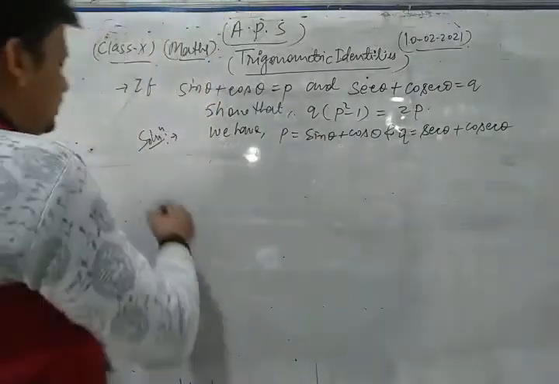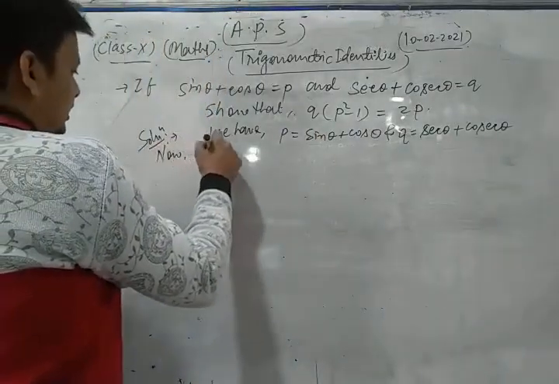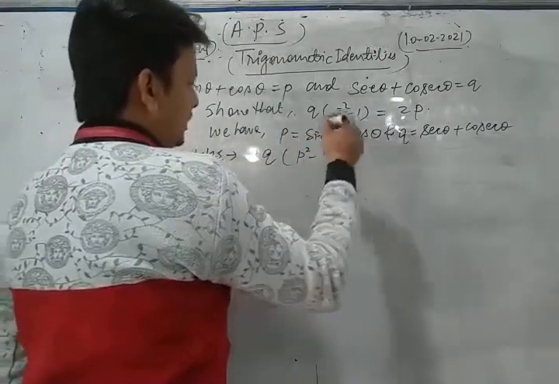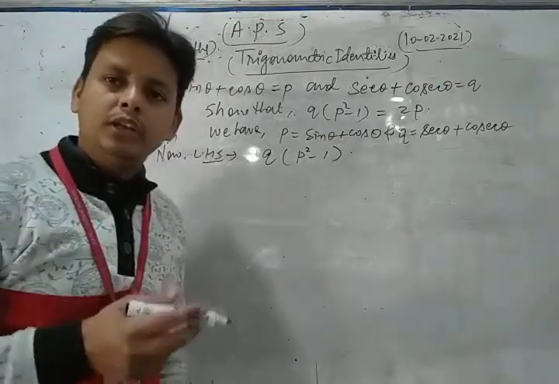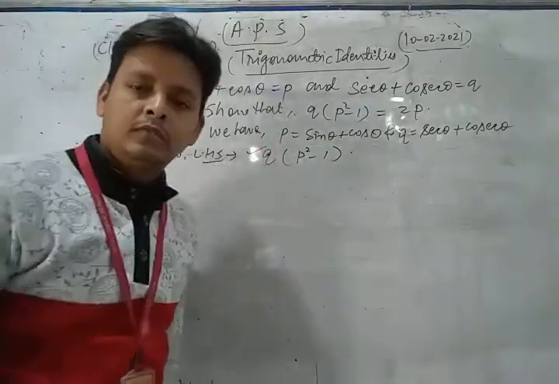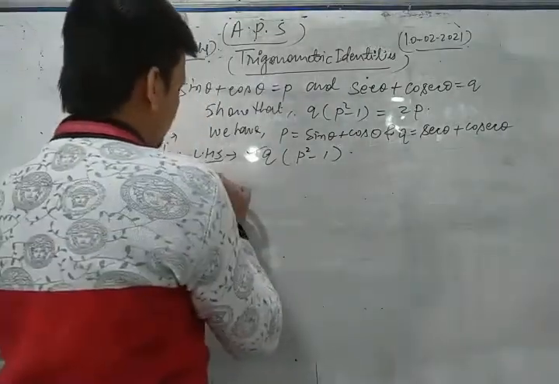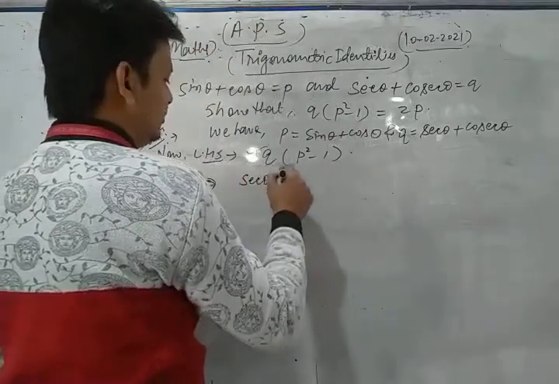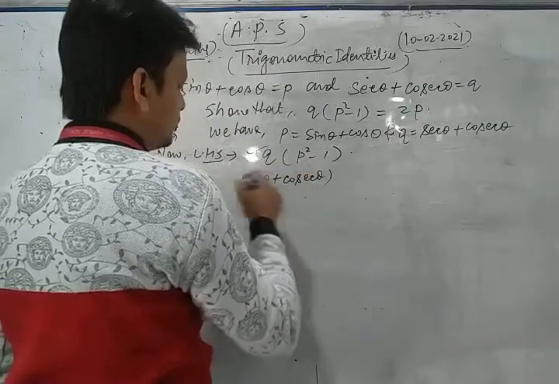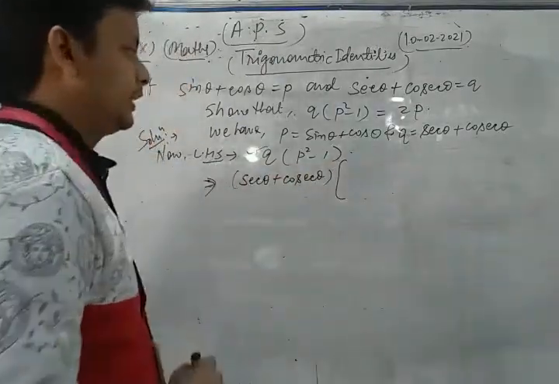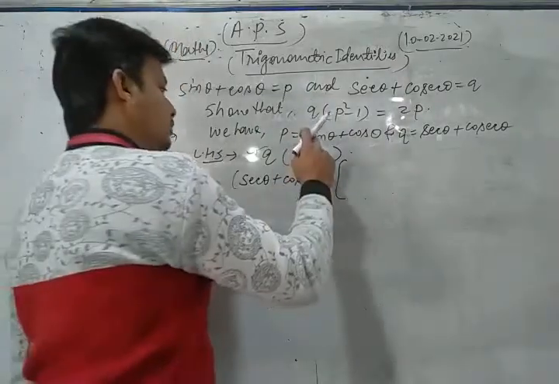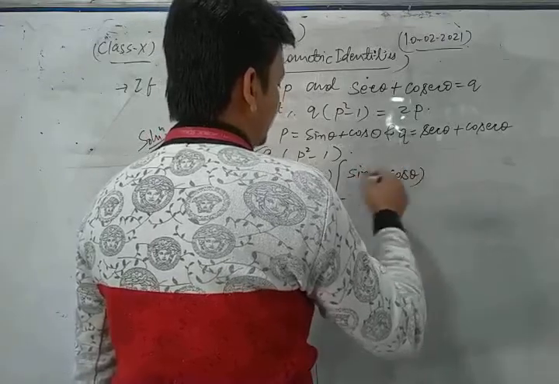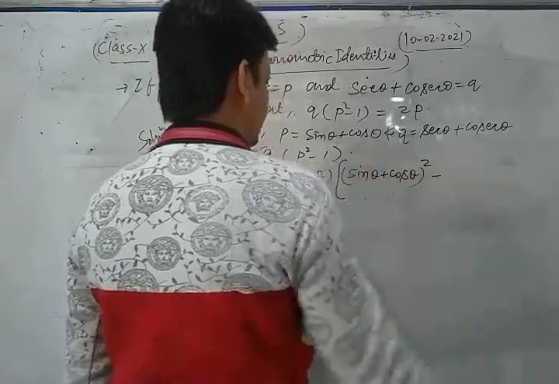Now we take the left hand side of the given question, which is q into p square minus 1. Now we put the values of p and q in the given expression. We put the value of q as sec theta plus cosec theta, and in the bracket we put the value of p, which is sin theta plus cos theta. So we write sin theta plus cos theta whole square and minus 1 as it is.